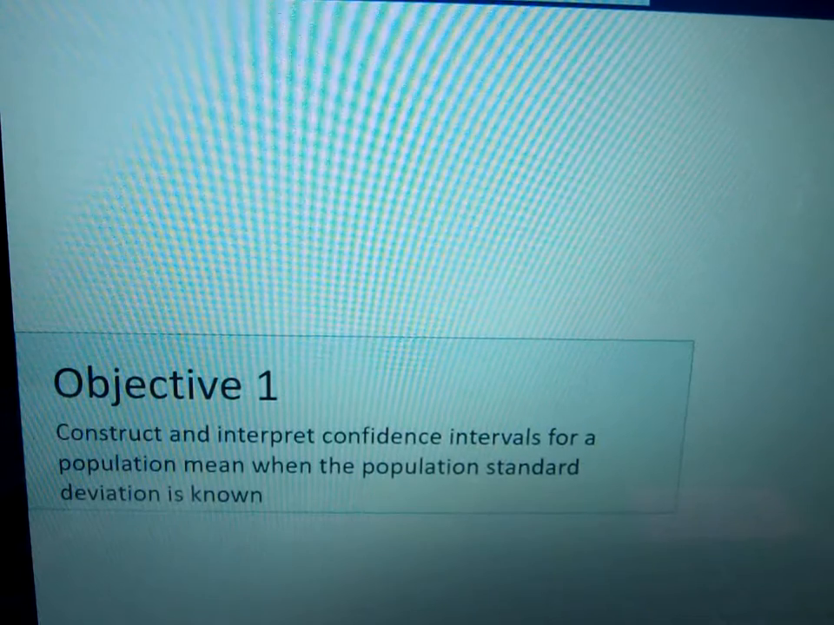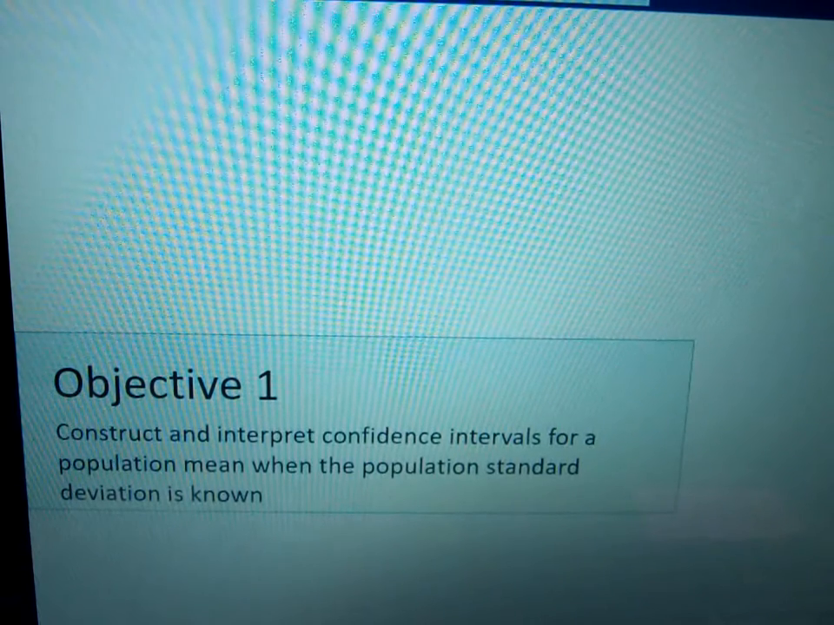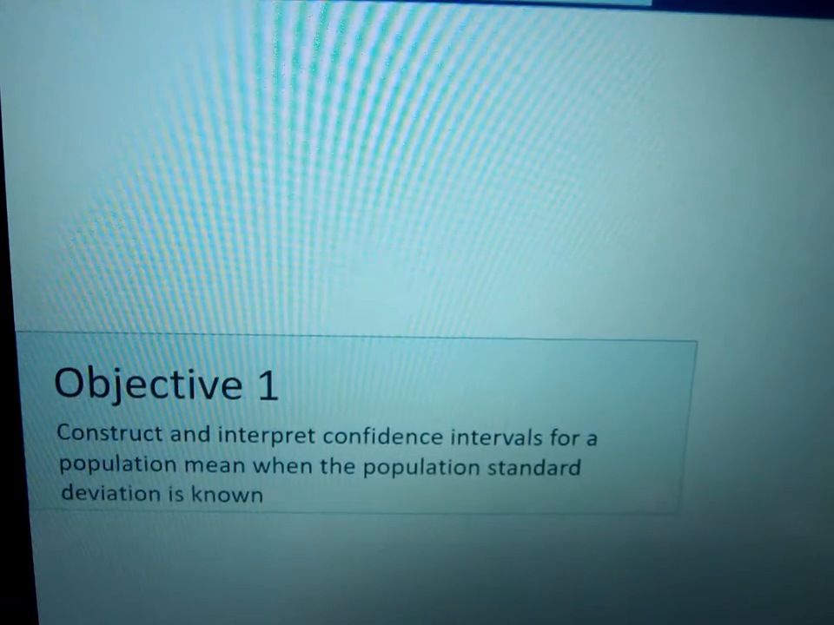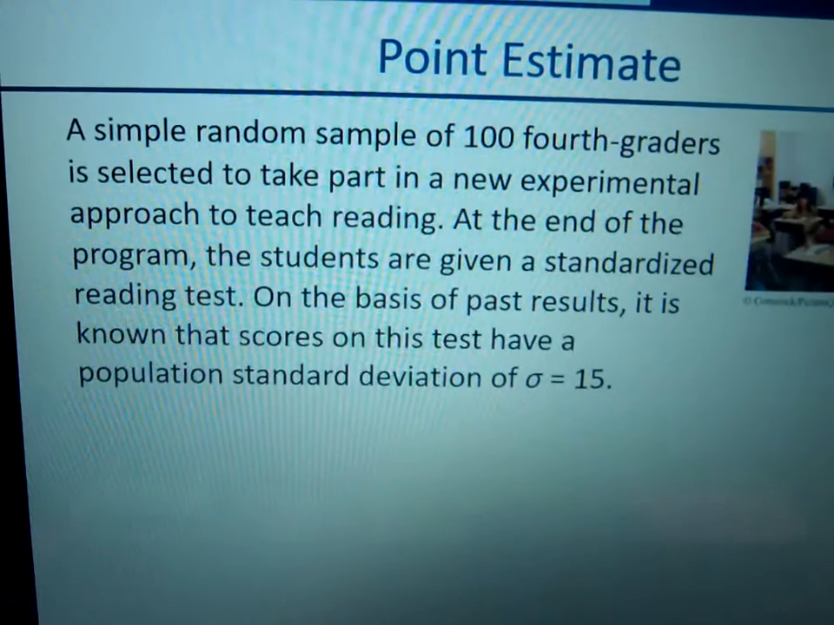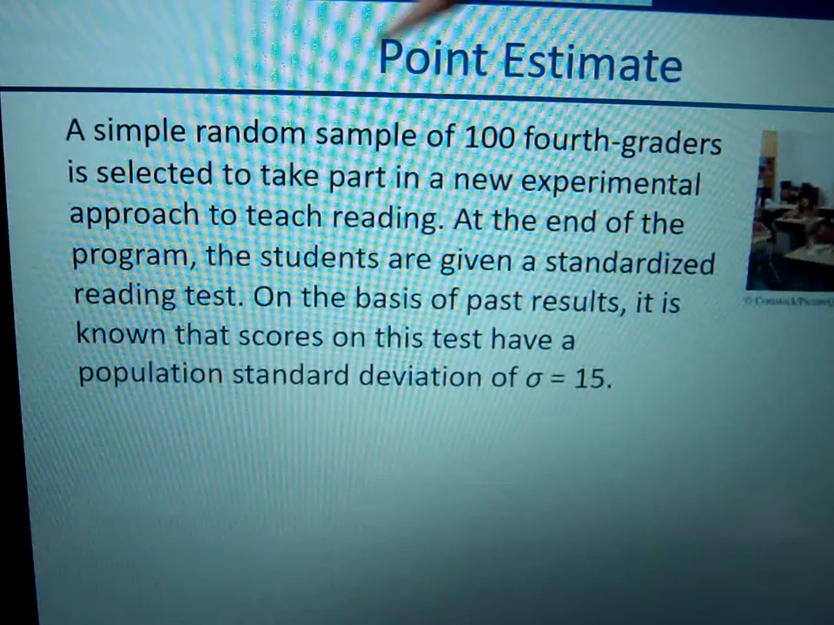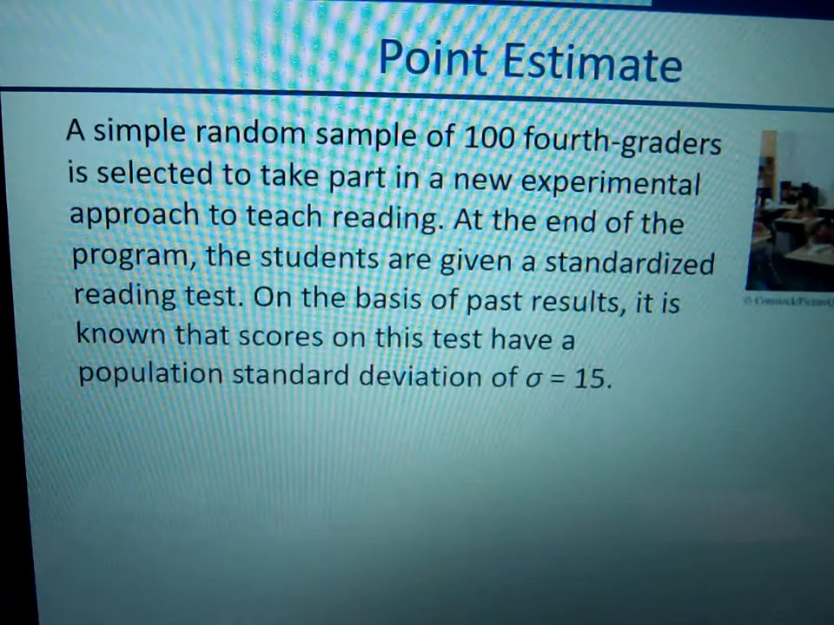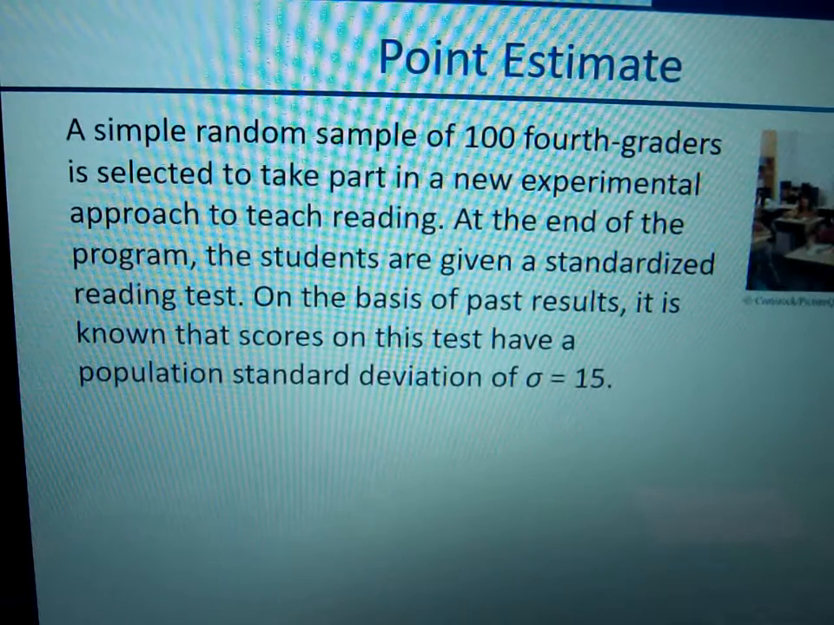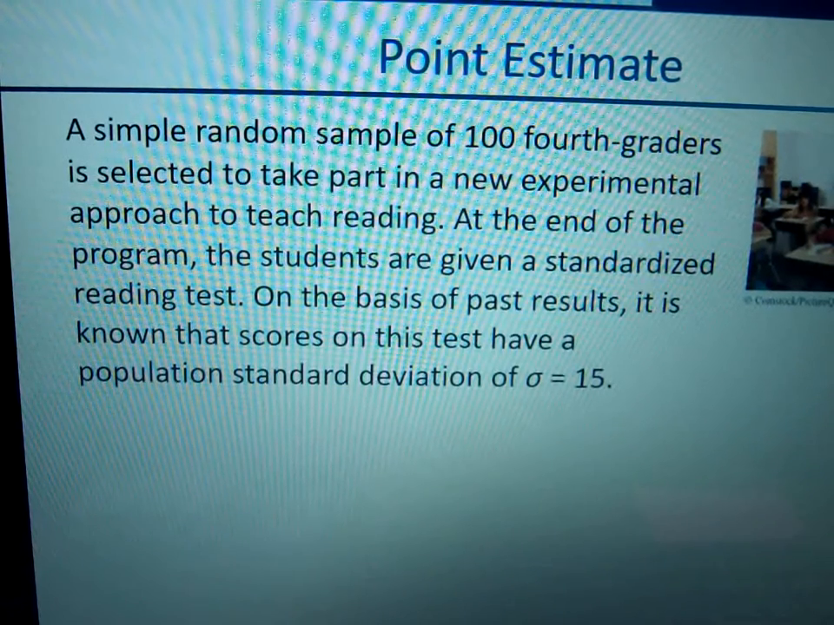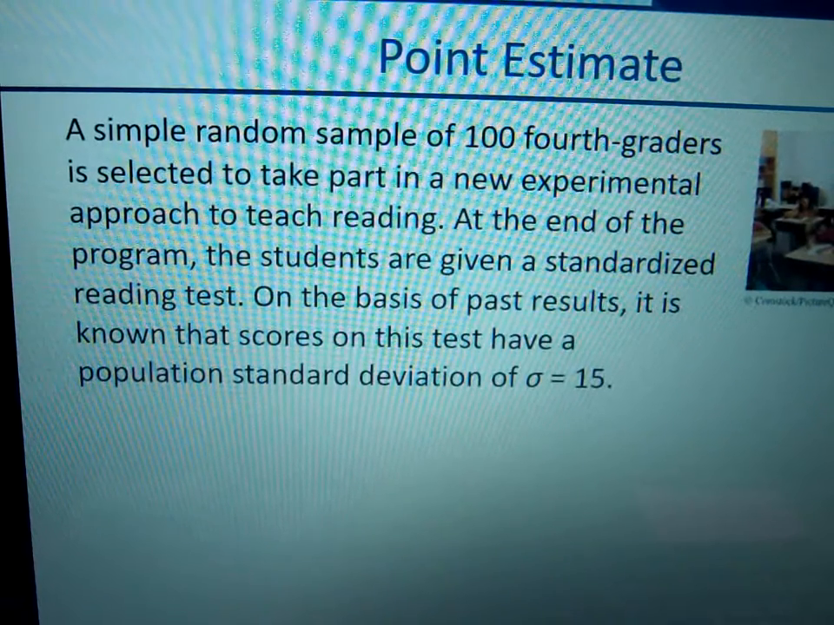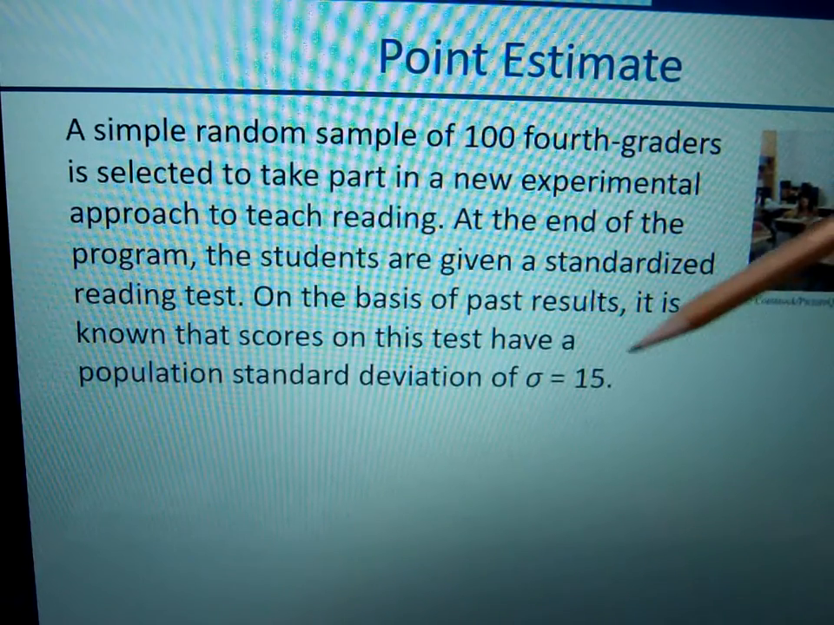Okay, here we go. First, we're constructing and interpreting confidence intervals for a population mean when the population standard deviation is known. So we're going to look at a random sample of 100 fourth graders selected to take part in a new experimental approach to teach reading. At the end of the program, the students are given a standardized reading test. On the basis of past results, it's known that the scores on this test have a population standard deviation of 15.